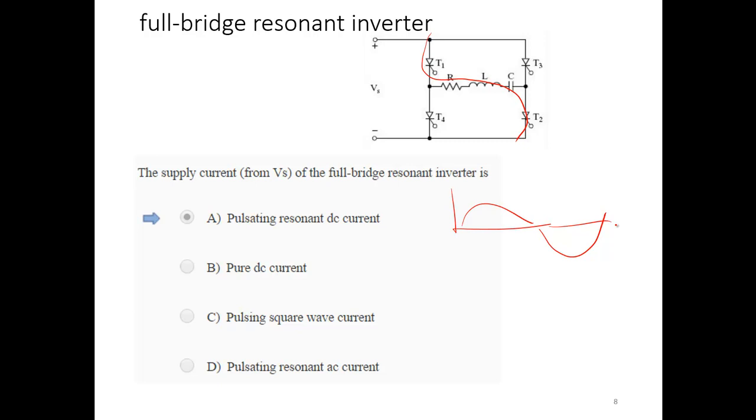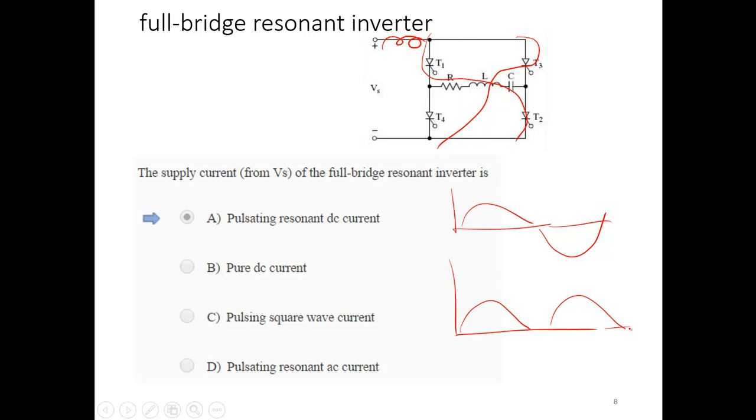Now, what is the question of supply? The supply current. You're asking for the current from the supply. What will happen in the first half cycle? The current goes through 1 and 2 in the first half cycle, and in the other half cycle it goes through 3 and 4. It will be another pulse there.